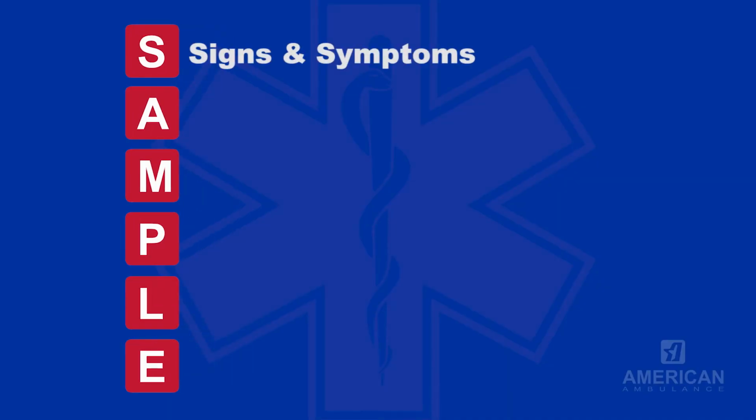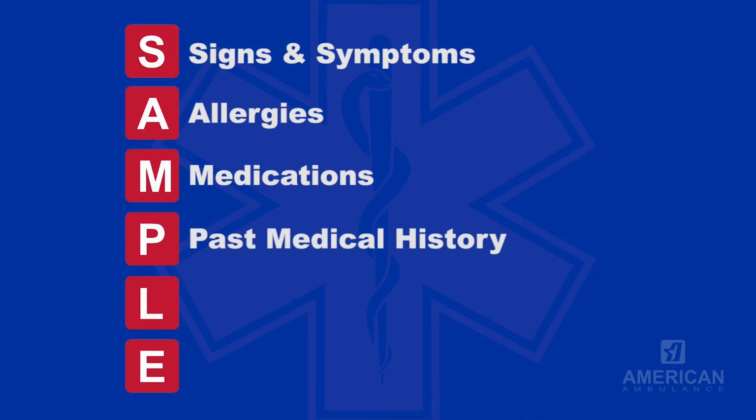After you've completed your primary survey and determined your transport decision, you need to move on to your secondary survey, which includes history taking. That will start with your SAMPLE survey. That includes signs and symptoms, allergies, medications, past medical history, last oral intake, and events leading up to the incident.